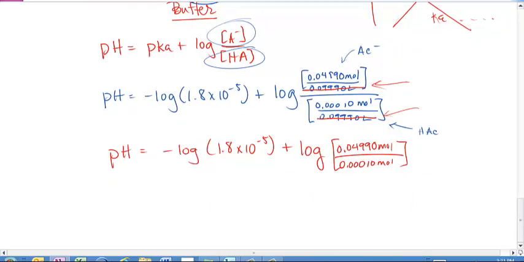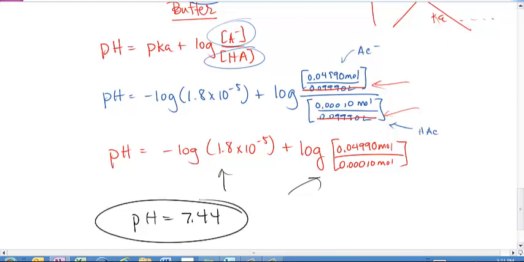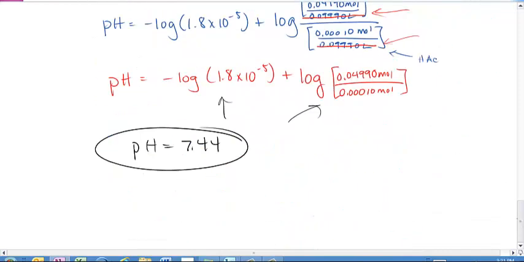And now this is easy. You plug it into your calculator, the negative log of this plus the log of this, and you find the pH is equal to 7.44, which is the same answer we got by doing all the equilibrium and the Ka and all that stuff that we did before. But now we can get it a little quicker and easier.